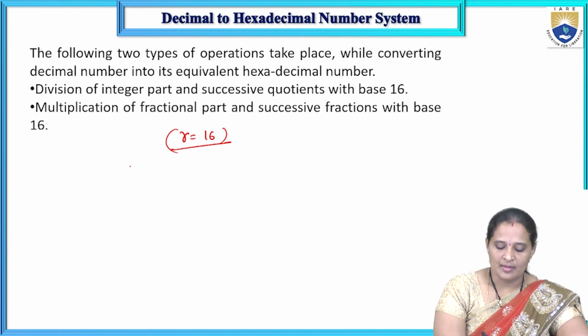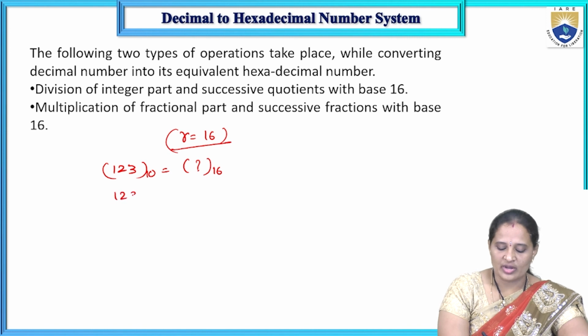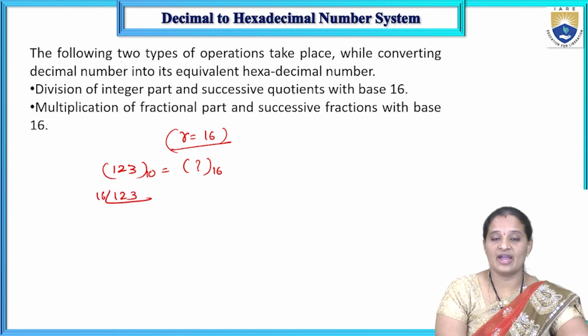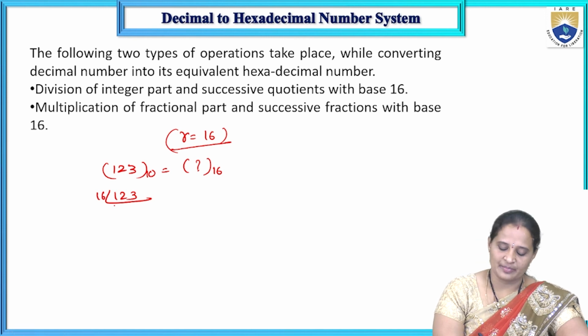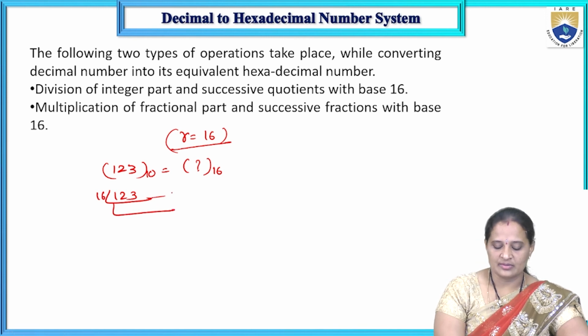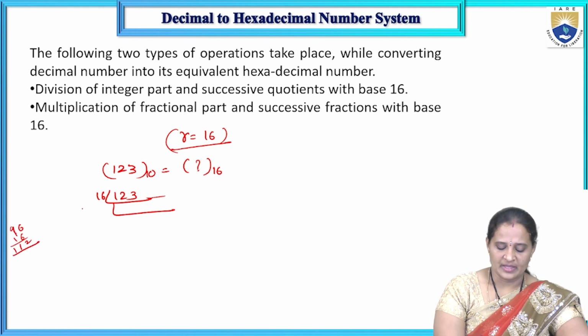For example, my decimal number is 123. Okay, so now I want to convert it into hexadecimal. So what should I do? I should divide 123 successively by 16.